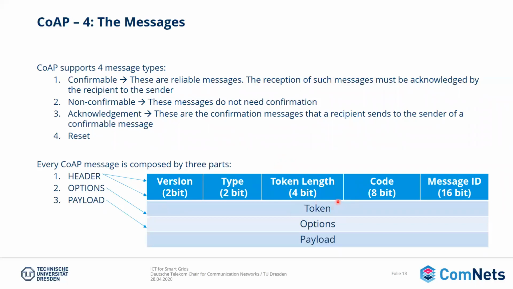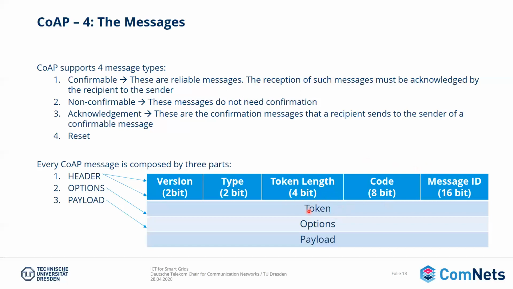Now let's come to the token. The token value is usually used to correlate requests and responses, and it has something to do with how to identify a specific client and its message. So it could also have been labeled as client message ID. It's a combination of the message that was sent and the client that actually sent it.